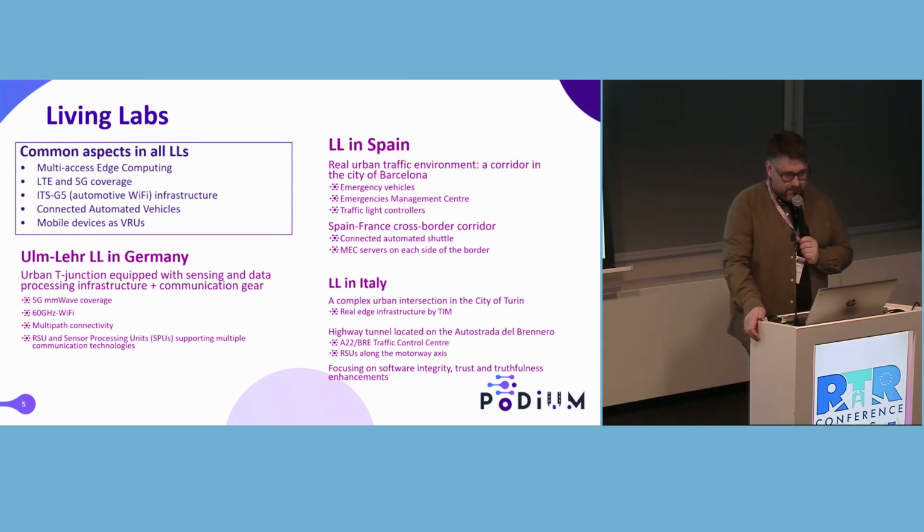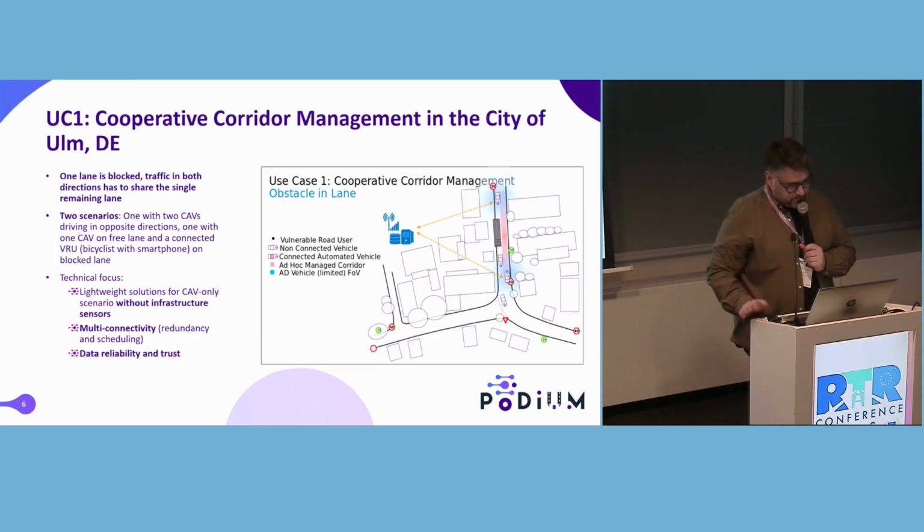Lastly, the Living Lab in Italy: we also have a complex urban intersection in the city of Turin, and the highway tunnel located, as I told you, in the Autostrada del Brennero, the highway that connects Italy and Austria. Here, the main focus is on the software integrity and the trust and truthfulness enhancements of the system, to make sure that whatever is coming to the system can be trusted and is coming from where it's supposed to be coming. I'm going to run a little bit now on the use cases.